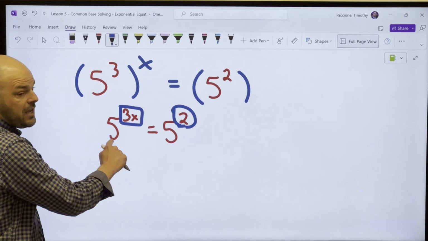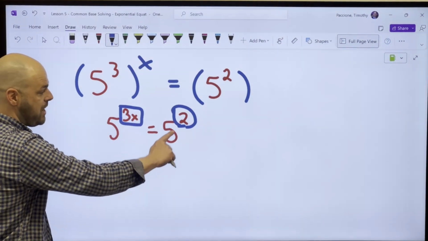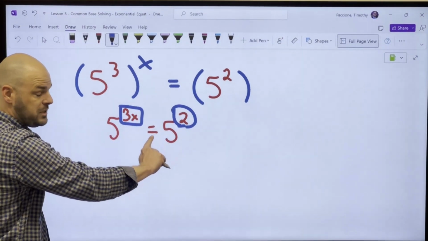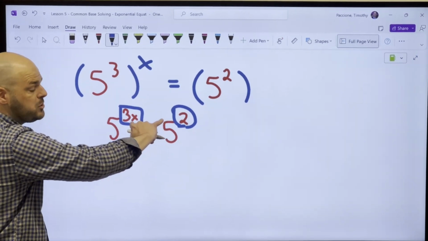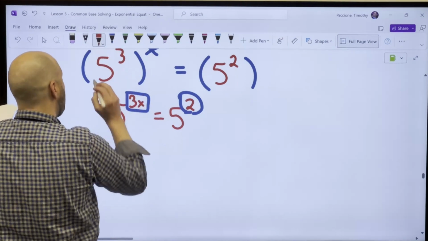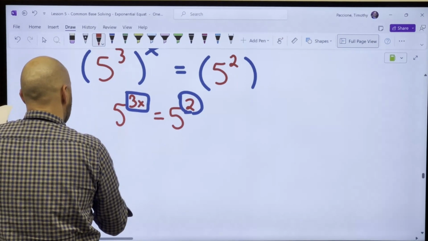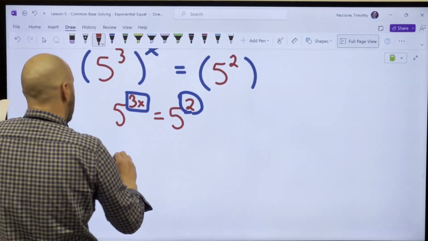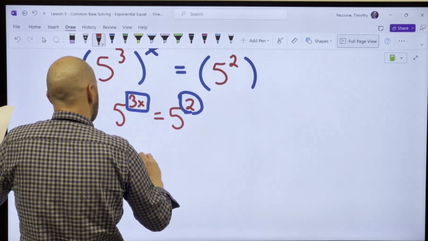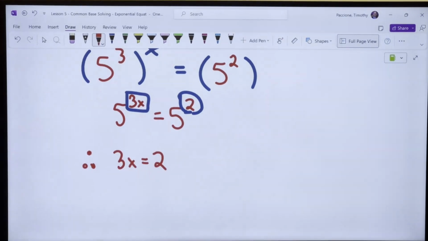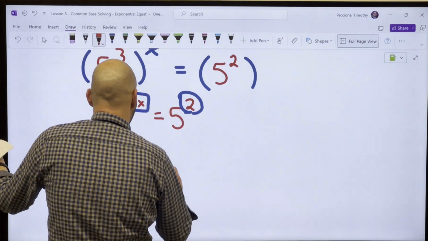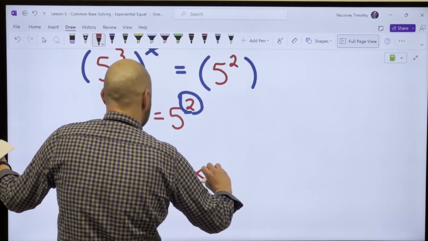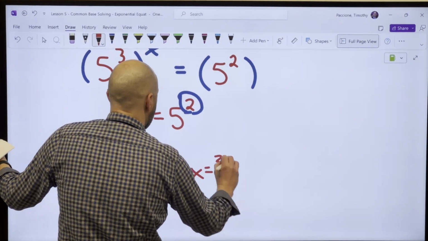If I got 5 and I'm raising it to something, and 5 and raising it to something, and the result is equal, don't they have to be the same thing that I'm raising them to? Don't they have to be equal to each other? Well, that means we make a brand new equation with that knowledge, that 3x must equal 2. And we solve that equation. So I would divide by 3, and I get x equals 2/3.